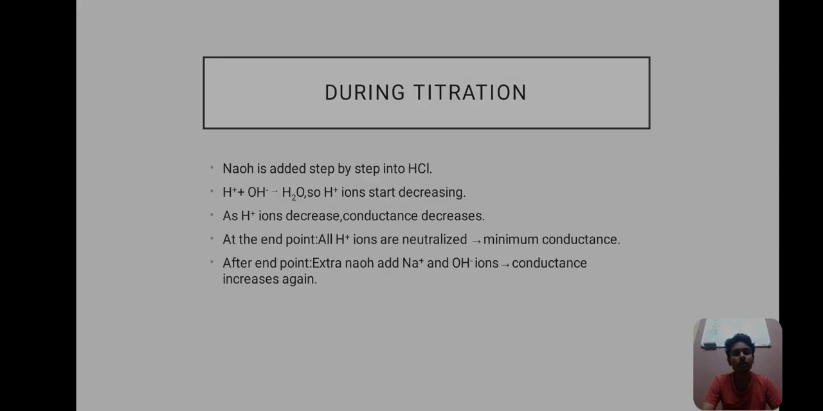During titration, NaOH is added slowly to the HCl solution. The H+ ions combine with OH- ions to form water. So the number of H+ ions decreases. As a result, the conductance keeps decreasing. At the end point, all H+ ions are neutralized and the conductance is minimum. After the end point, the conductance increases again because Na+ and OH- ions start increasing.